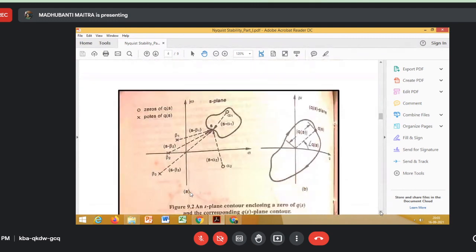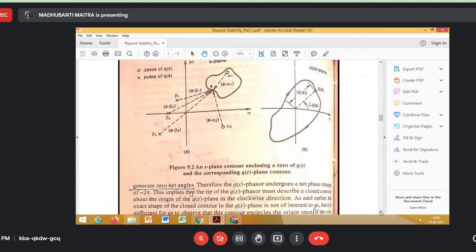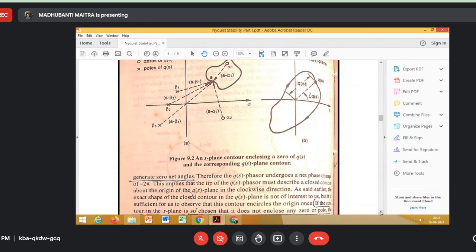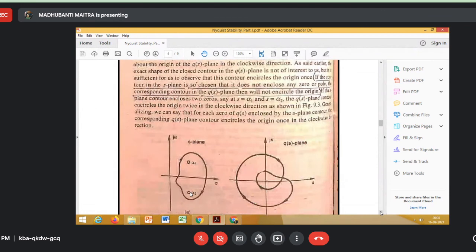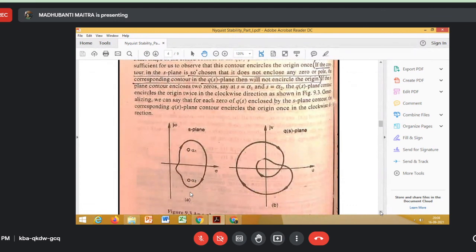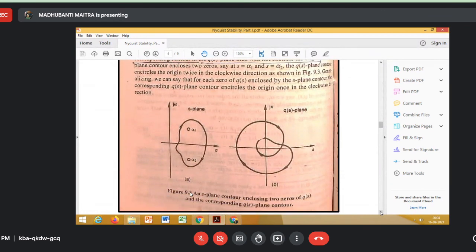Yes or no? Yes, ma'am. So that will be minus 4 pi, no? Minus 4 pi. So that will be the corresponding minus 720 degree. We do not need to go to 720 degrees; it will be easier to understand with 2 pi.